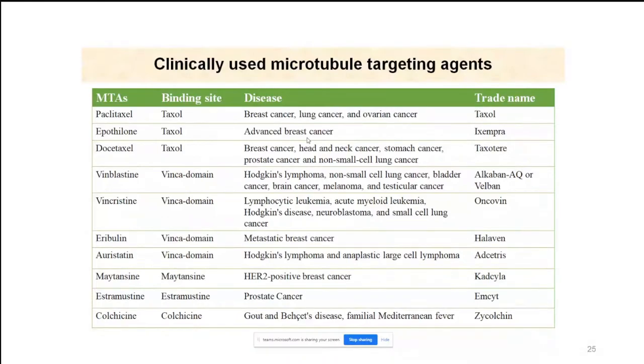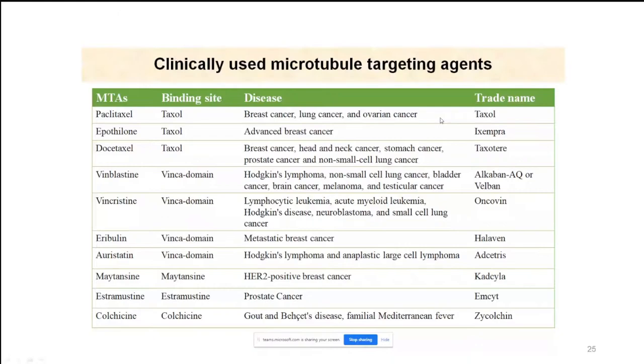Last part of my talk, I will talk about cancer drugs. So this is microtubule targeting agents. There are many microtubule targeted cancer drugs known, for example, Taxol, Taxotere, vinblastine, and others. If you look at each of the drugs, say for example Taxol, it targets microtubules, but it gets used only for breast cancer, lung cancer, ovarian cancer. Okay, but it does not get used for the brain tumor, or for the leukemia.